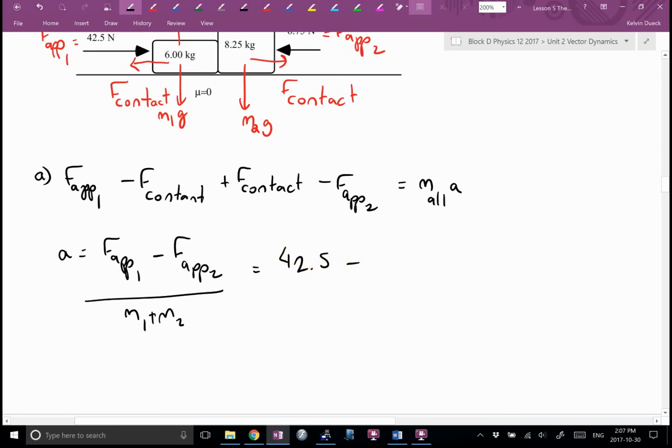42.5 take away 6.75 divided by 6 plus 8.25. What are we accelerating at?